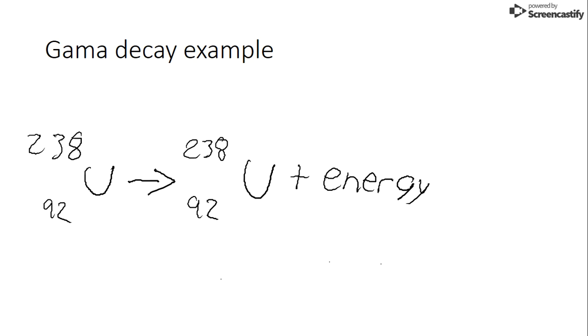So here's an example. For uranium, it's just the same thing. It does not produce any particles or anything. It's just energy. So it's the same thing on both sides, and then plus energy at the end. And that's gamma decay.